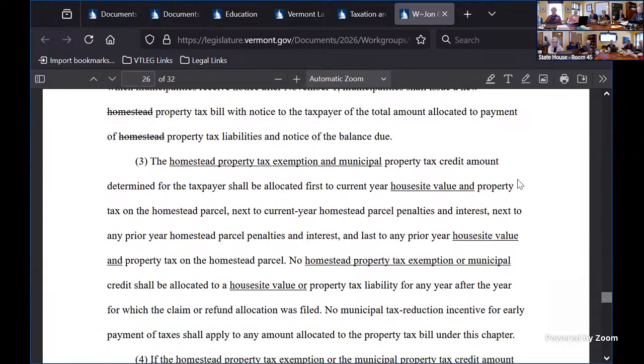I'm just calling out the point that I was making when I first introduced the concept of this exemption that's determined based on house site value. We now call in a reference to house site value here when we're talking about the homestead property tax exemption and municipal property tax credit shall be allocated first to current year house site value. Again, I think this is cleaner. This is aligning that determination with where you're actually valuing the house, basically. So this is, again, just more conforming changes, but making clear the point I was discussing earlier is picked up in statutory language here.